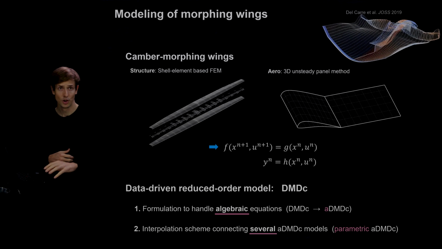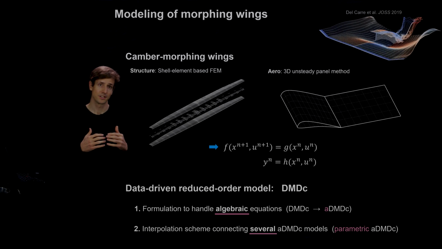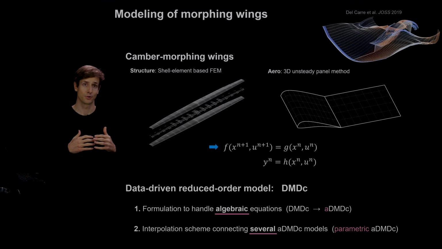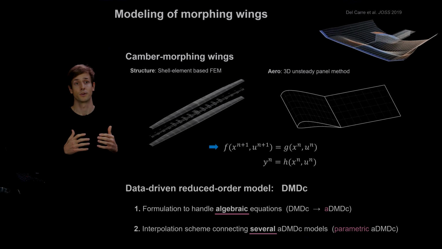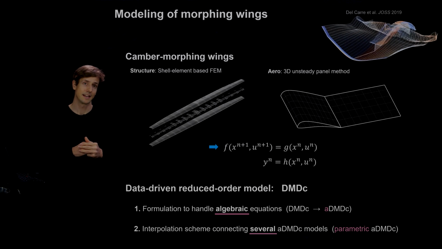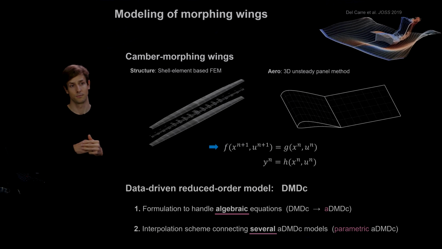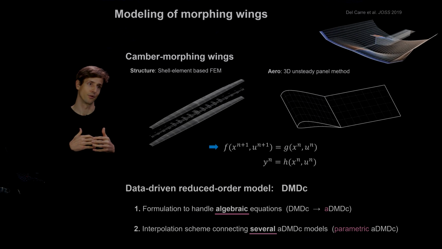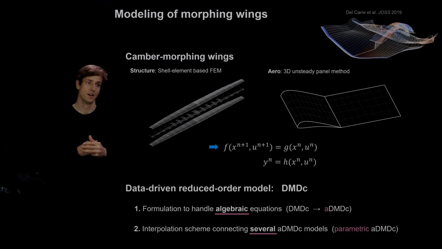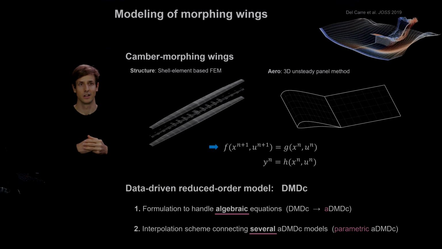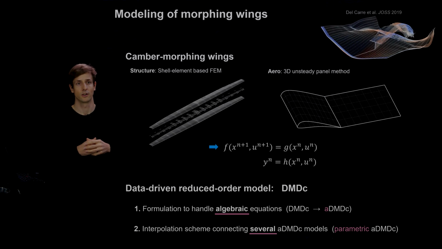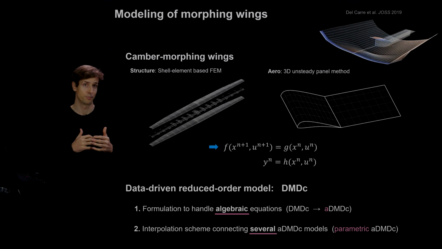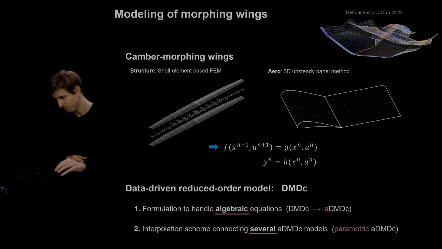And then second, we are interested in developing a reduced order model that is valid over a large operating regime. And therefore, we introduce an interpolation scheme that can connect several ADMDC models so that we then finally end up having a parametric ADMDC model that is valid over a larger flight speed range or operating range.